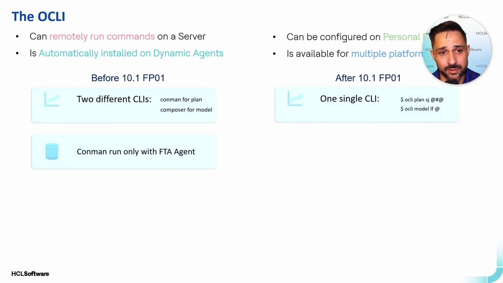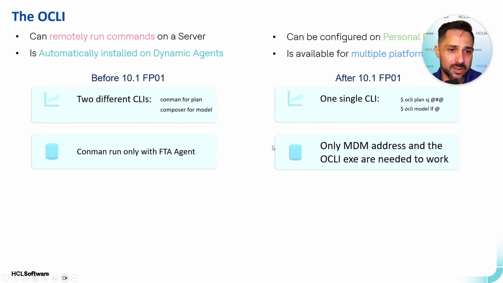Conman traditionally was only able to run on a fault-tolerant agent. We had clients that tried to take the command from the FTA installation and run it remotely without the FTA in place. We had a standalone command composer back on the older versions, but our preferred method now is to use OCLI to access the master domain manager remotely.